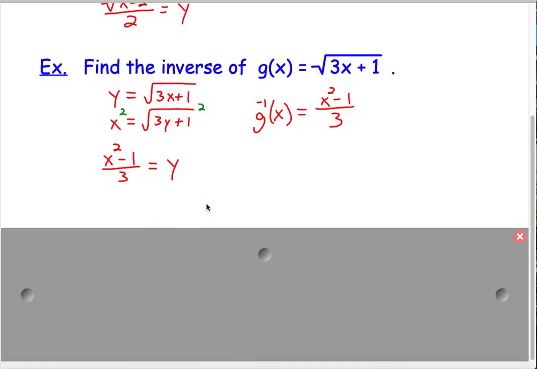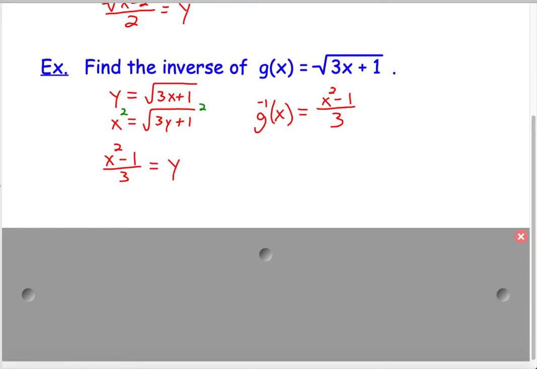Let's go back here and look at the domain. And this is an important thing to understand. The domain for g of x, I know I have the square root. I can't take the square root of a negative in the real number system. So I know that 3x plus 1 has to be greater than or equal to 0, which would mean x has to be greater than or equal to negative 1/3. That means for the range of my inverse, y is going to have to be greater than or equal to negative 1/3.